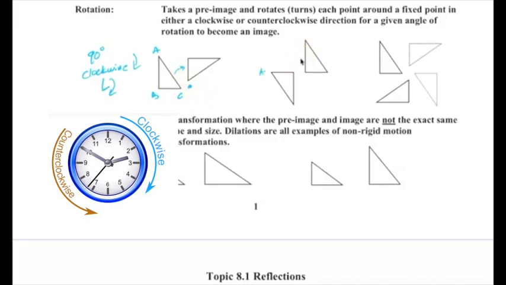Let's say this one is my original image, or pre-image. And then this one, it looks like you could do it clockwise about 180, or you could do counterclockwise 180. Either way works. And you can see here, there's our center of rotation, and we can go all the way around. So right here would be about 270 clockwise. It's almost a full circle, but a little back 90 degrees. Or you could say negative 90 degrees, counterclockwise.